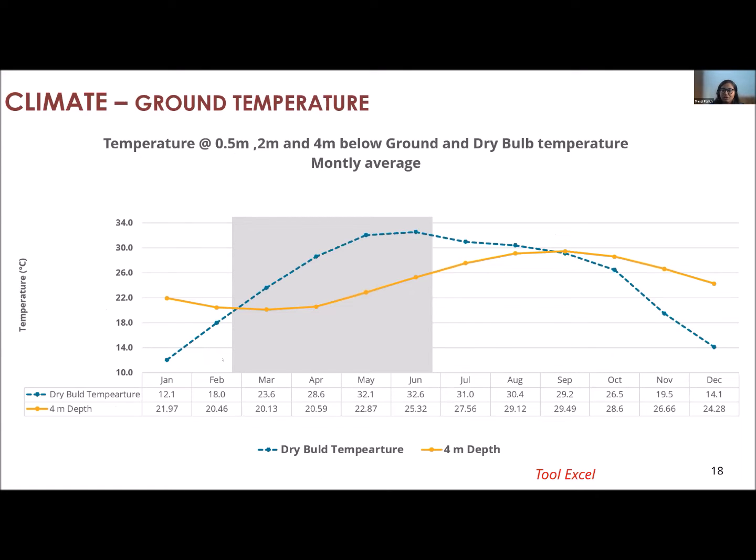Yashima, can we launch the poll now? Yep, Mansi. Okay, our last poll for today: can earth air tunnels be deployed as a passive cooling strategy from March to June? The options are yes or no. Yeah, this one is simple.